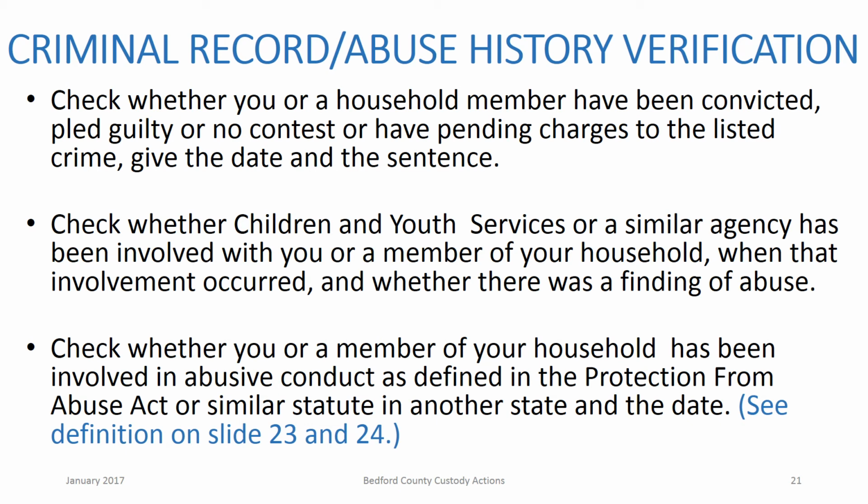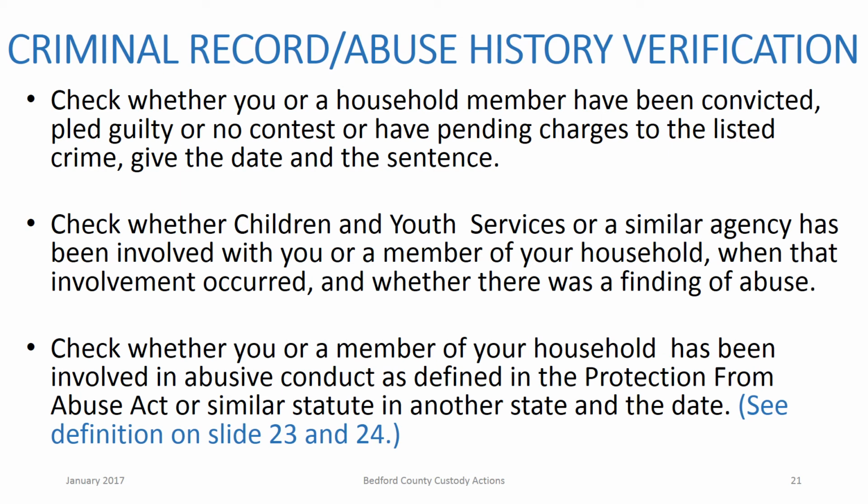So in this verification, first, you will put your name at the beginning. You will check whether you or a household member have been convicted, pled guilty, or no contest to the listed crime, or whether there are pending charges to that crime, and you will give the date and the sentence. There are numerous pages of crimes. Make sure that you go through each of those completely.